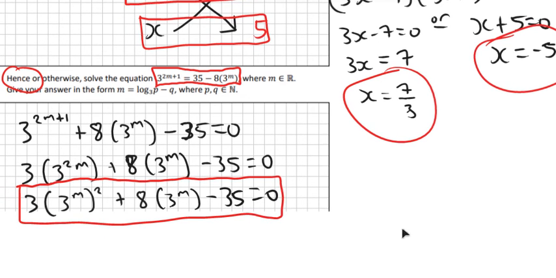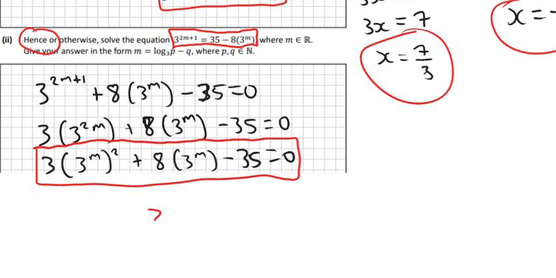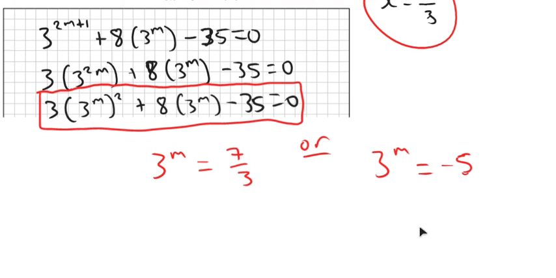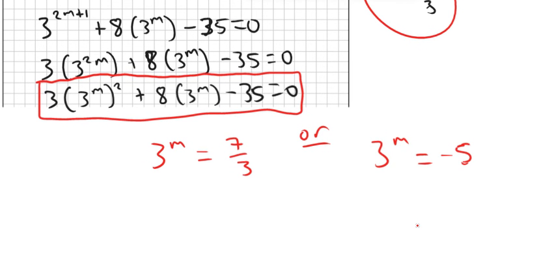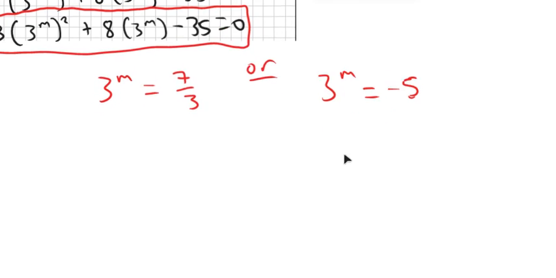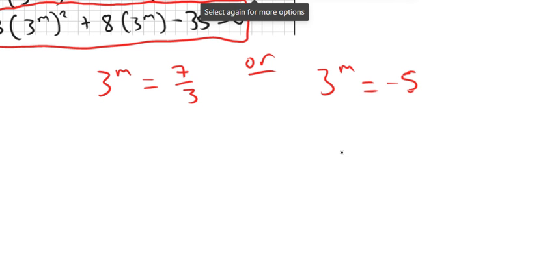So I can let 3 to the power of m be equal to 7 over 3, or 3 to the power of m is equal to minus 5. So I can use those two solutions already, just because I've already worked out what that quadratic would be. So we've got two possible solutions then.